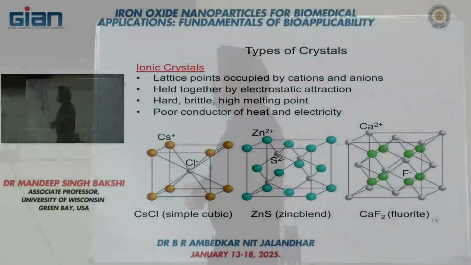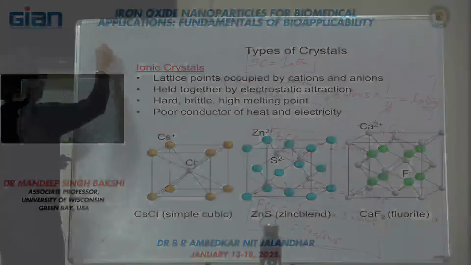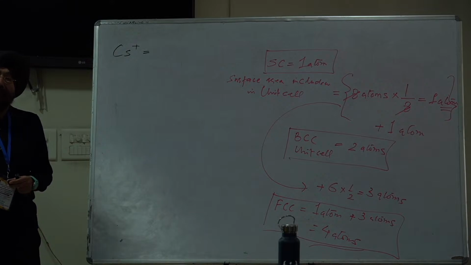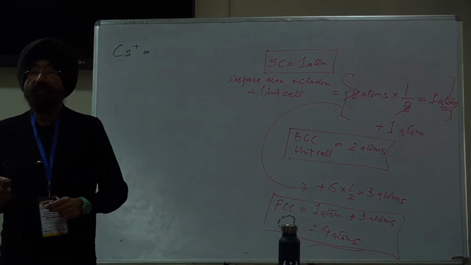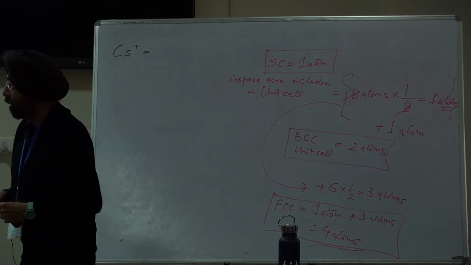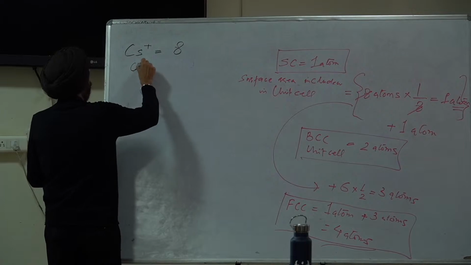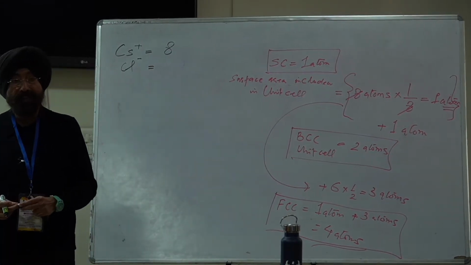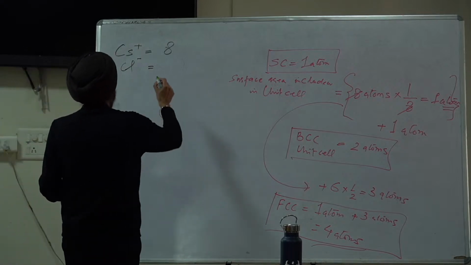So I have the unit cell is made by how many cesium cations are making the unit cell? How many? 8. Correct. So there are 8 cesium cations. How many chloride anions are making the unit cell? It's 1. Okay.